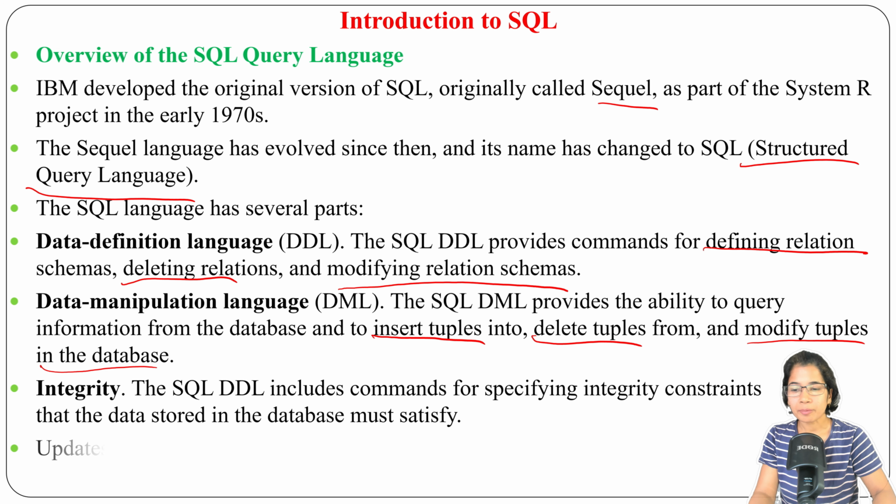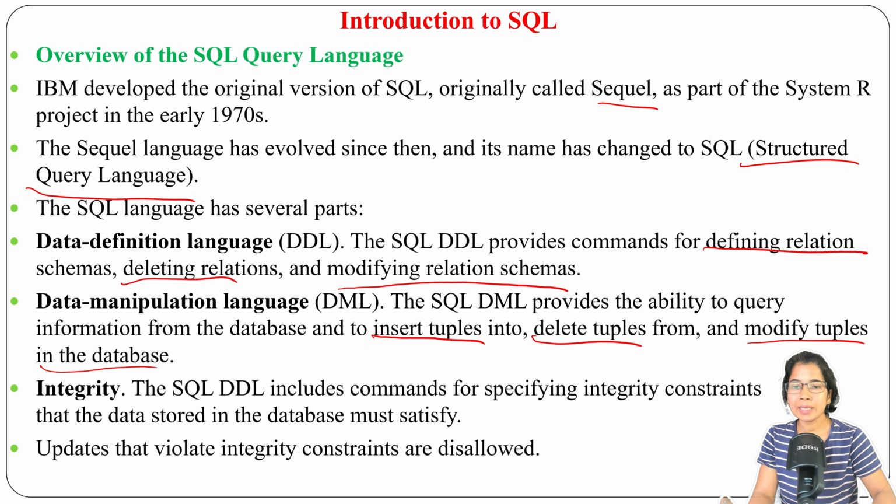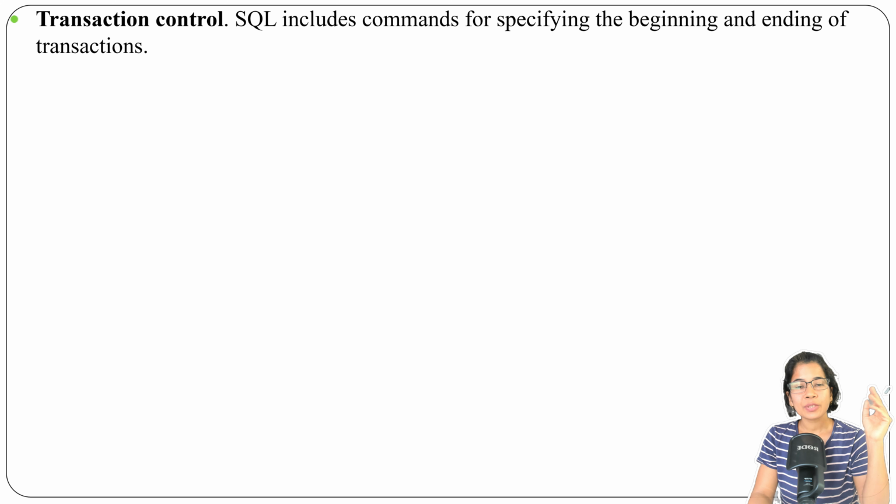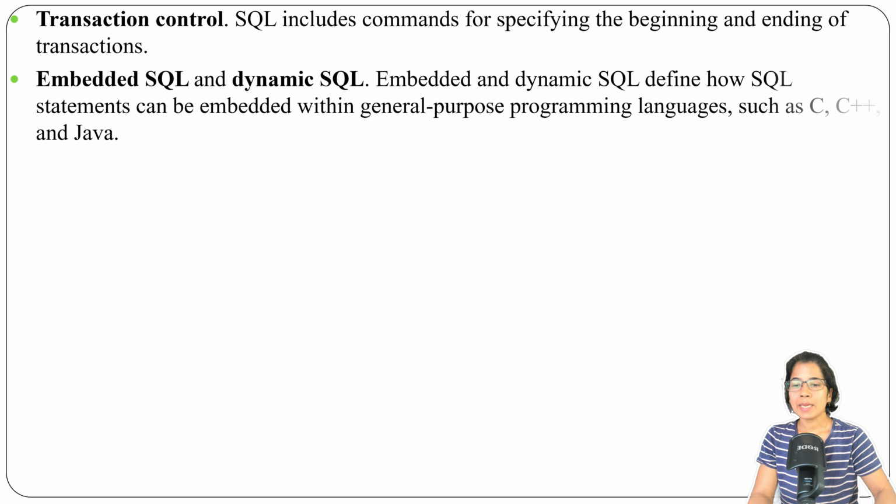We cannot update that. Next is view. In DDL, we can write the command for defining view. So integrity and view both are part of DDL. Next is transaction control. SQL includes the commands for specifying the beginning and ending of the transaction. When it should start and when it should finish. That's about transaction control.